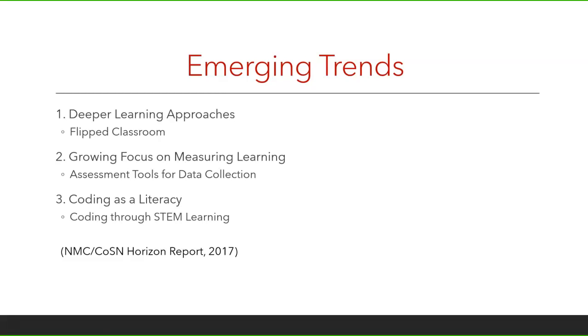Okay, some of the emerging trends that I'm going to focus on from the 2017 Horizon Report. Deeper learning approaches, which is going to focus on the flipped classroom learning approach. Growing focus on measuring learning, and that's going to focus on assessment tools, applications, and how they collect data. And finally, coding as a literacy, and we will be focusing on coding itself, and some of the coding technology tools related to STEM learning.